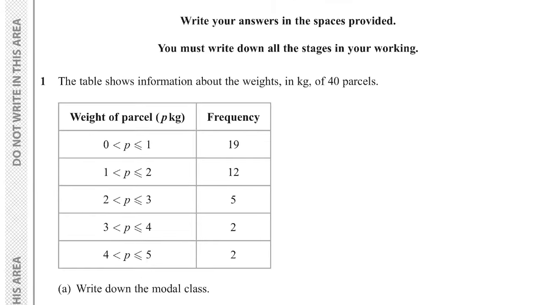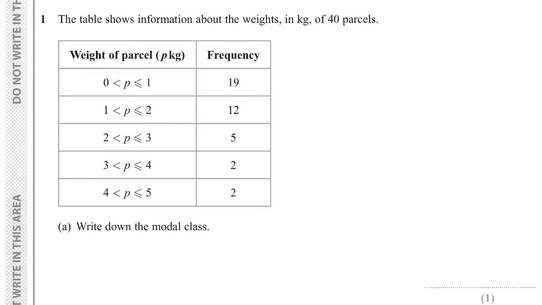Question 1, we're being given the following information in the form of a table about the weights of 40 parcels. We need to write down the modal class. This is the most frequent class, so you just look in the frequencies and you see that the most frequent class is the 0 to 1.